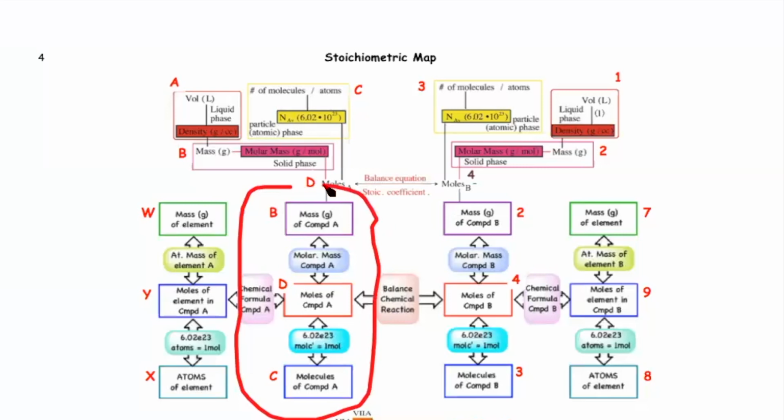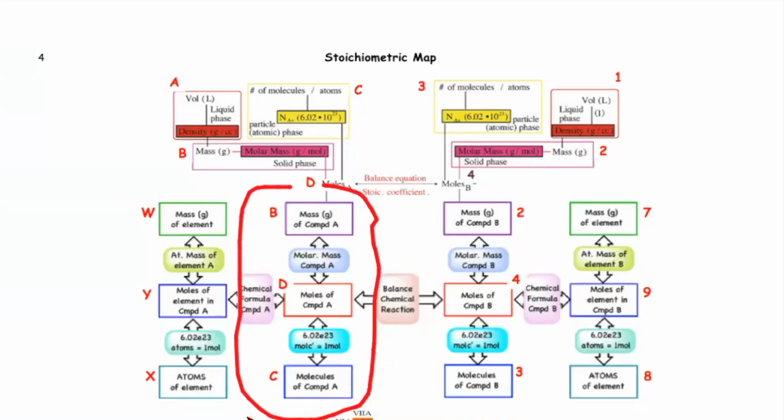That's that. We don't have a balanced equation. We're not looking at the atoms in water. We're just looking at water, the compound. So we're either sticking to B, D, and C or 2, 4, and 3. It doesn't really matter. Okay, I'm going to use this side.